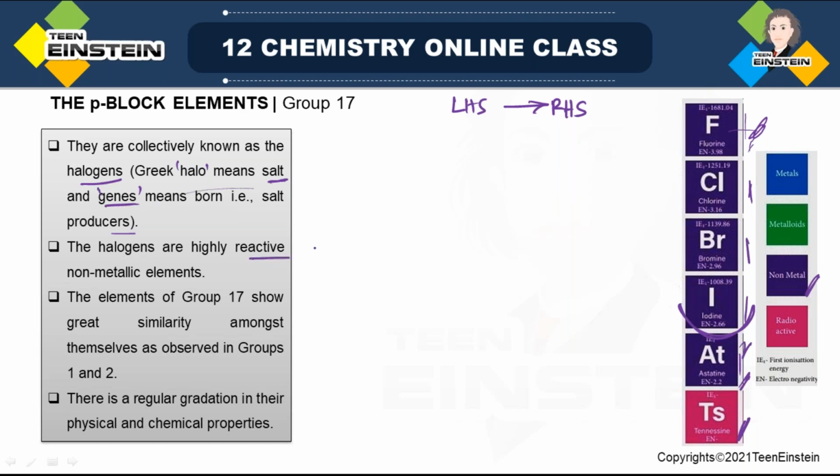The halogens are highly reactive non-metallic elements. Now, why are they highly reactive? Because if you consider their general electronic configuration, it is ns2 np5.